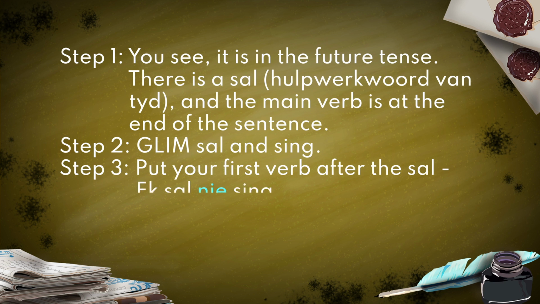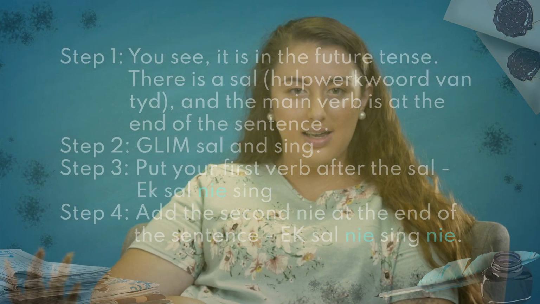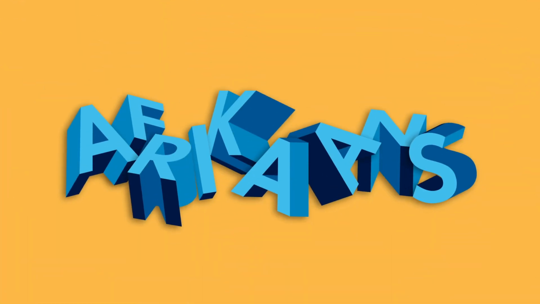Ek sal nie sing. Step 4. Add the second nie at the end of the sentence. Ek sal nie sing nie.